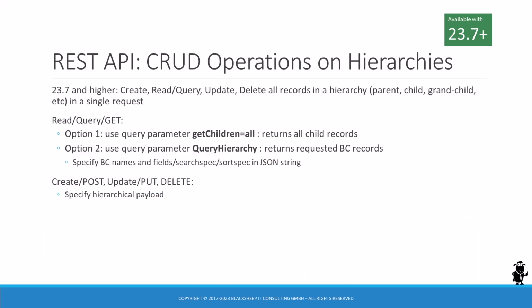Let's direct our attention to the REST API, which is a subject of constant evolution. In Siebel CRM 23.7 and higher, the Siebel Inbound REST API for business objects, or Data API, supports CRUD operations on object hierarchies. CRUD stands for Create, Read, Update, Delete. In the case of read, which translates to sending GET requests to the Siebel REST API in order to query records, a new query parameter named getChildren can be added with a value of all.